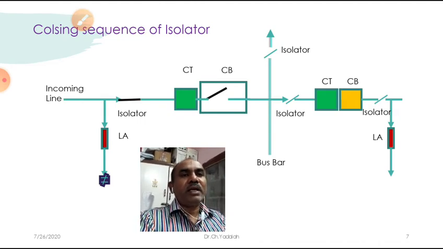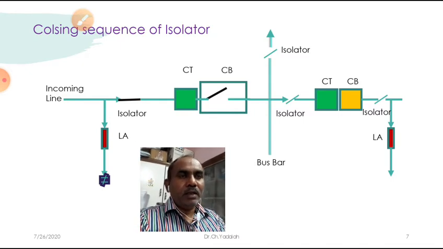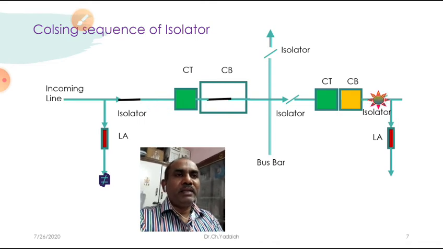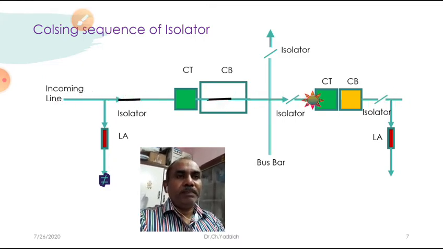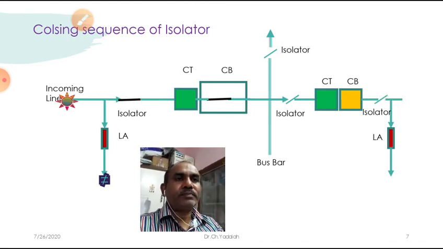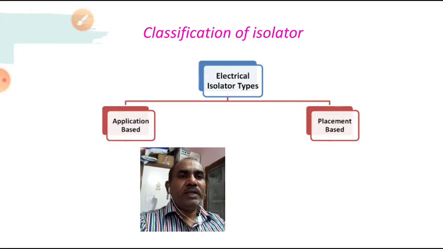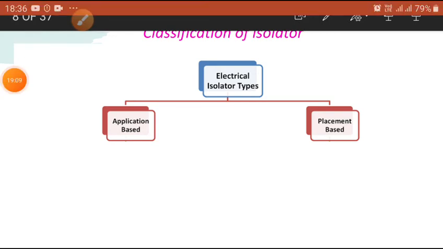Even then the current is not coming. Why? Because the circuit breaker is open. Now close the circuit breaker, then current is passing. This is the sequence of operation of the isolator. It should be followed. So what is the sequence with the circuit breaker? That is a thing we have already seen last class. Now let us see the classification of isolators. We have already seen the classification of isolators.